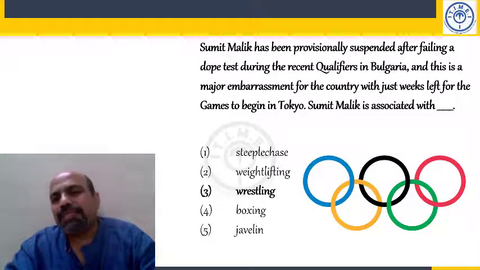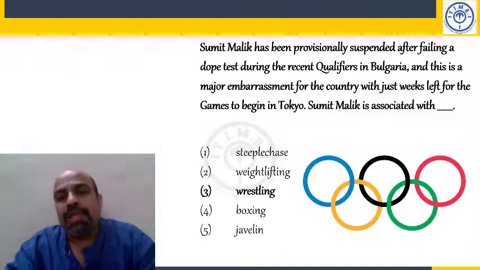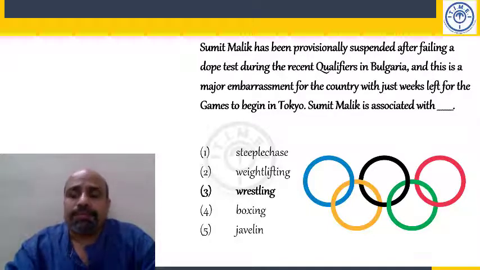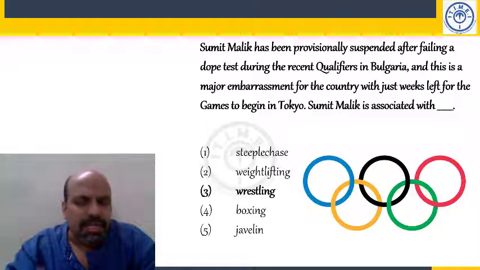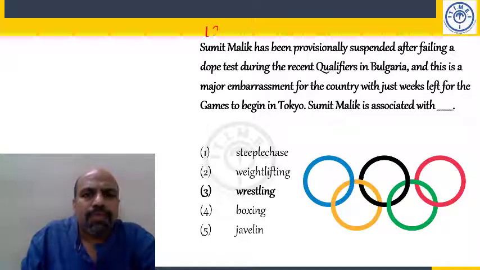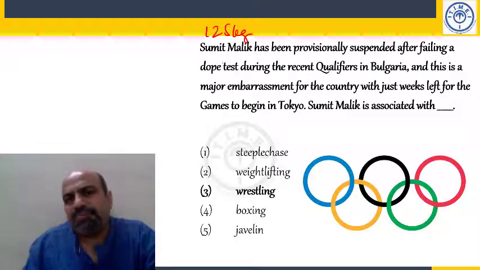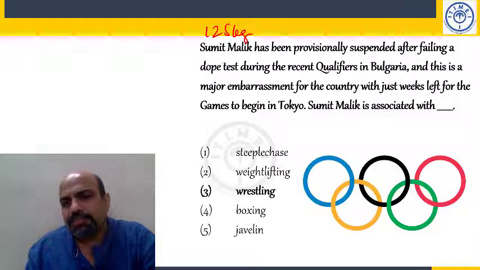Sumit Malik has been provisionally suspended after failing a dope test in the recent qualifiers in Bulgaria. Bulgaria is a country in East Europe. This is a major embarrassment. He is a wrestler, and this guy used to participate in the 125 kg category. He has been disqualified. He can't go to Tokyo now for the Olympics. Such an embarrassment for the country, no doubt about it.